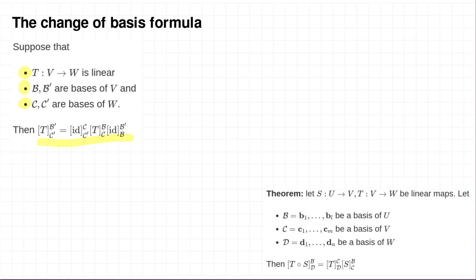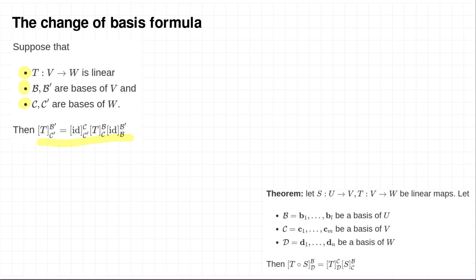It says that the matrix of T with respect to initial basis B prime and final basis C prime is equal to the product of three matrices. First, the matrix of the identity with respect to initial basis C and final basis C prime, then the matrix of T with respect to initial basis B and final basis C, and then the matrix of the identity with respect to the initial basis B prime and the final basis B. So that really does do what we wanted. It connects the two different matrices for T.